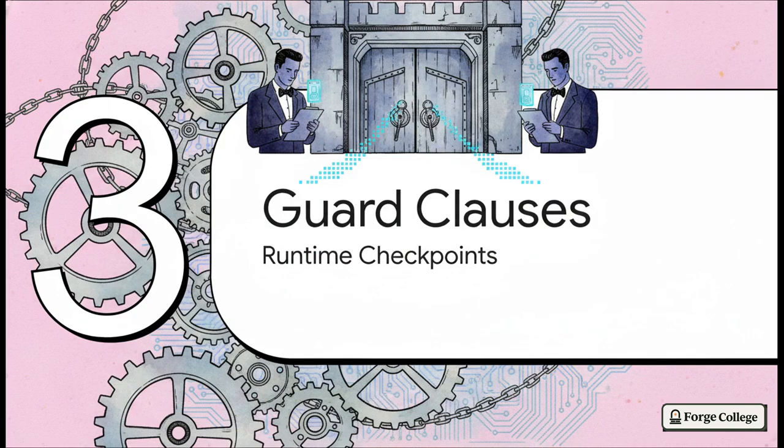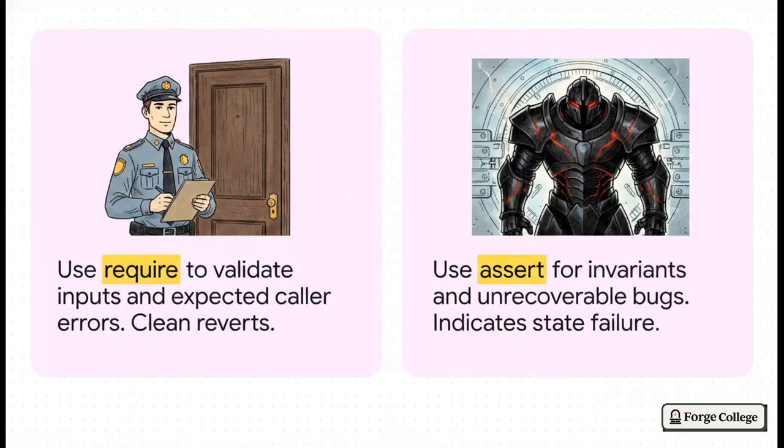Okay, let's move on to Section 3, guard clauses. These are our runtime checkpoints. So if visibility represents the walls and doors, guard clauses are the vigilant bouncers checking IDs inside the facility at runtime. You essentially have two types of bouncers. On one hand, we have require. Think of require as your standard polite but firm checkpoint guard. It validates inputs and callers, and if something's off, like say the caller isn't the owner, it performs a clean revert and returns a nice error reason.